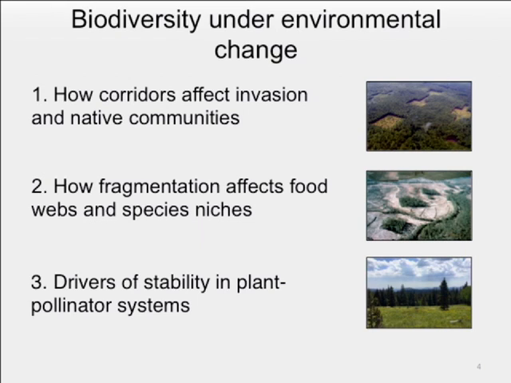This is an outline of my talk. In the first part of the talk, we'll be talking about corridors and how they might affect invasion, as well as biodiversity of native communities. In the second part of the talk, we're going to talk about fragmentation and how it can affect things like food web structure and species niches. And in the last part, I'm going to be talking about temporal variation and drivers of stability and plants, pollinators, and their interactions.